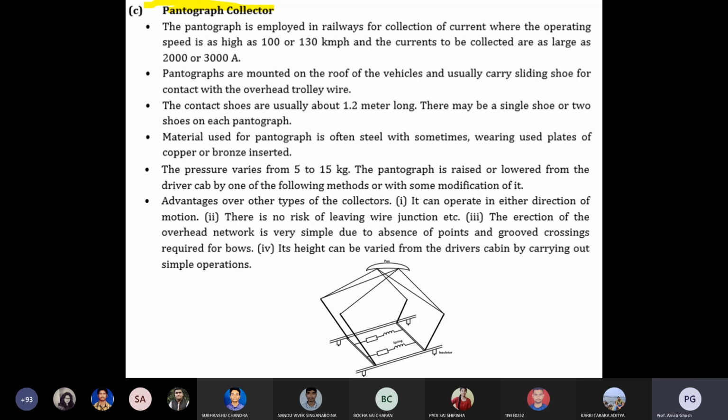Okay, for very fast operations, gapping may cause what? There is a flashing in between the contact wire and your bow tip. So it affects collecting the power, or current, from your system. So to reduce that problem, what will you do?